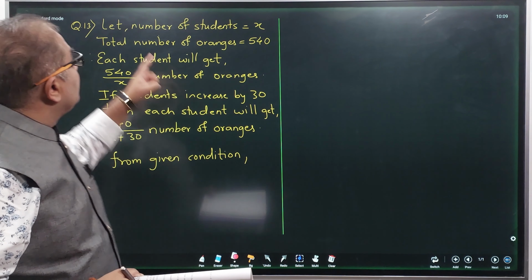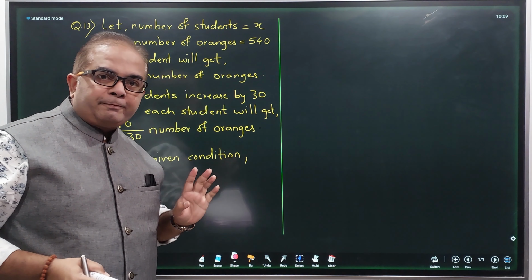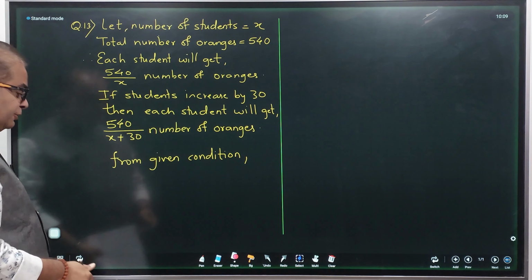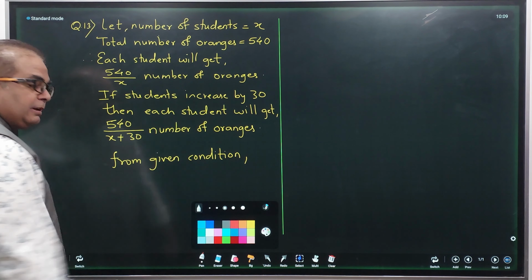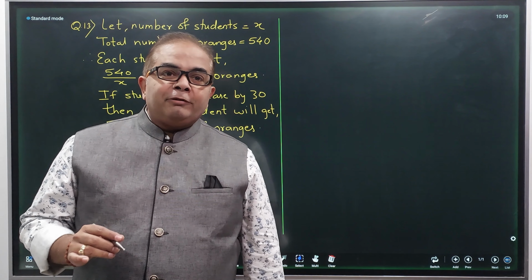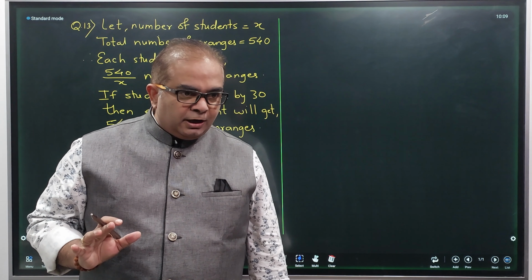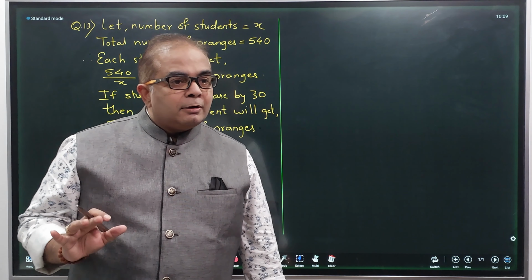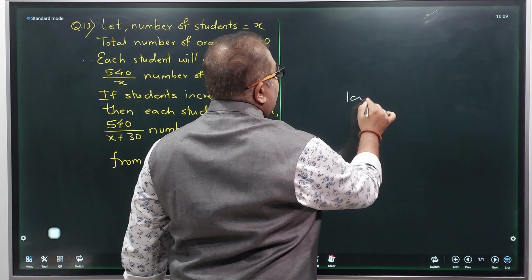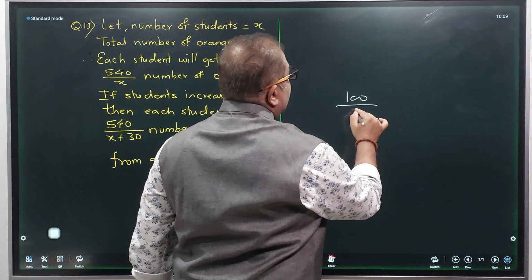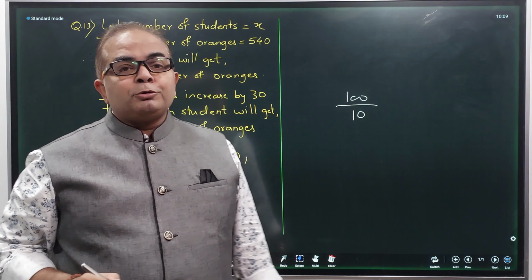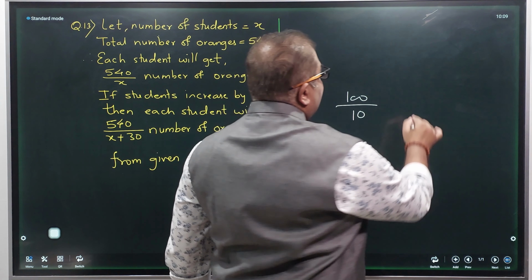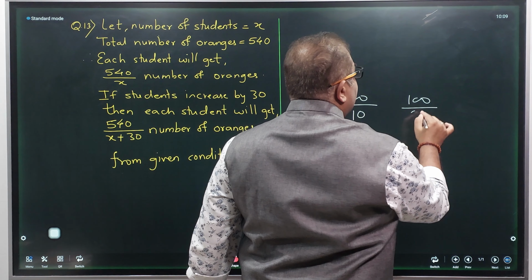Okay. So let the number of students be equal to x. Total number of oranges 540. Now each student will get how many oranges? Suppose if there are 100 oranges and there are 10 students, how many oranges each will get? 10. आपने क्या किया इसमें? Number of oranges divided by number of students. If the students are 20, सबको कितने मिलेंगे? 5. That means again 100 divided by 20.